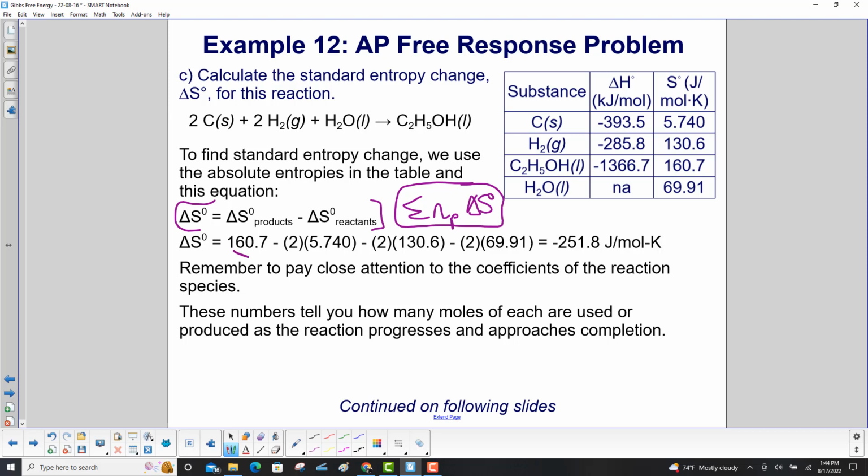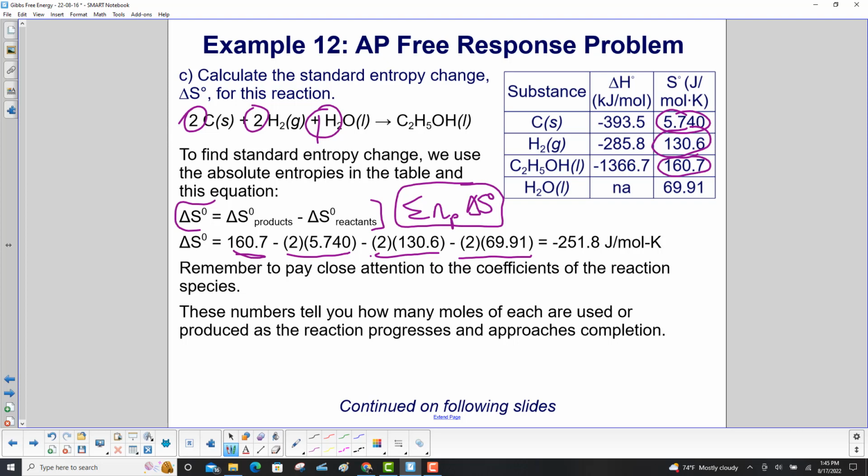So here's our product. There's 1 mole of ethanol, and that's 160.7. And then minus all the reactants. 2 times 5.740, that's carbon. This 2 is hydrogen. All right, so there's hydrogen, carbon, and then there's 1 for water, and that's water. And we get minus 251.8 joules per mole Kelvin.